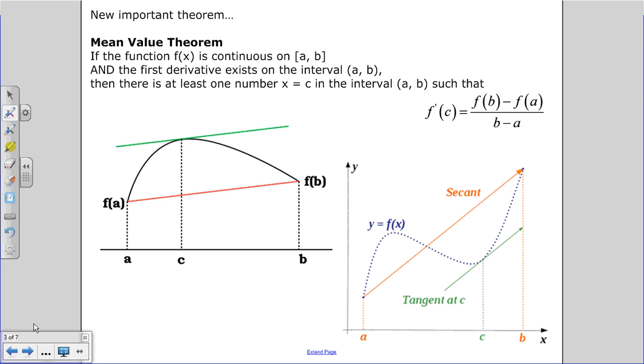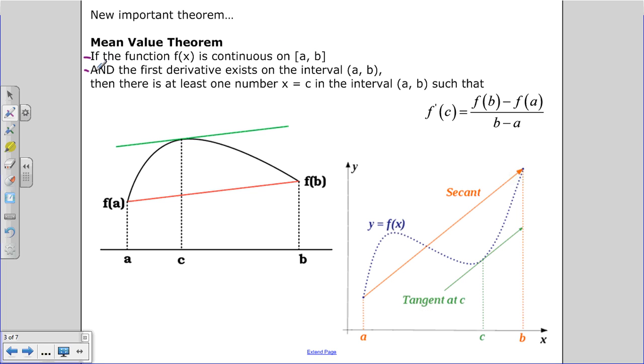The mean value theorem is very similar, only this deals with slopes. The intermediate value theorem deals with y values, mean value theorem is slope. And also there are two hypotheses to the mean value theorem. Mean value theorem starts off just like the intermediate value theorem, where the function has to be continuous on the closed interval a to b.